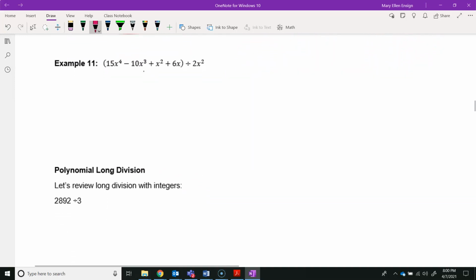Okay, another example here, same idea. We're going to rewrite it with each term separately over that divisor. So 15x to the 4th over 2x squared, negative 10x to the third over 2x squared, etc. All four of those terms.